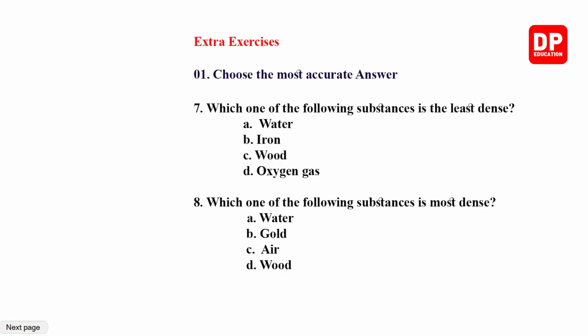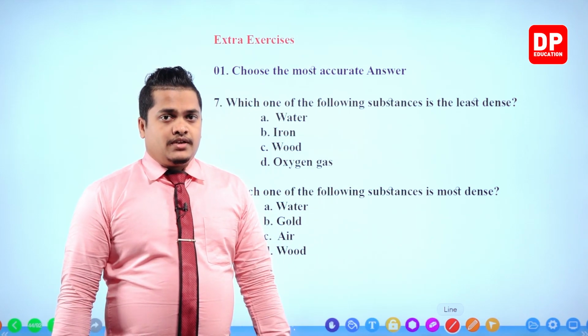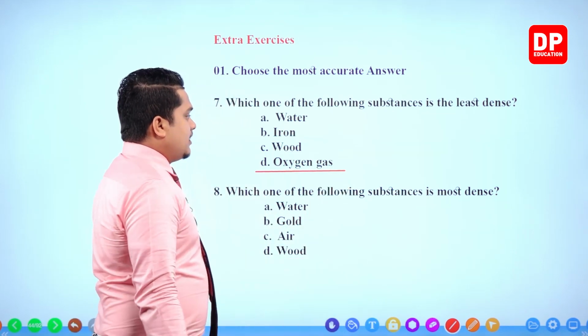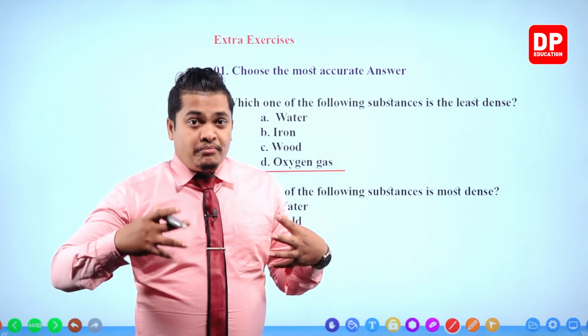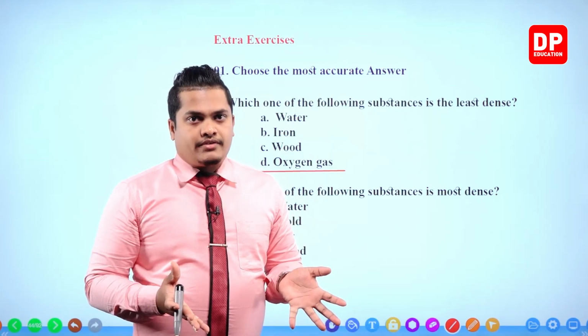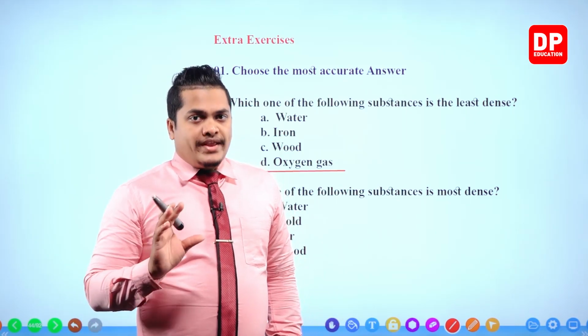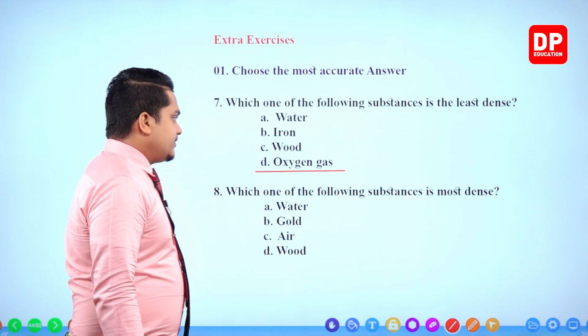Question number 7. Which of the following substances is the least dense? Least dense, okay? Water, iron, wood, oxygen gas. Very obvious question. The question is asking about the least dense one. The least dense one is very simple, my dear children, oxygen gas. Like I said, the densities of gases we cannot measure that much, right? Because gases are going to spread here and there. So therefore, it has very low density, right?